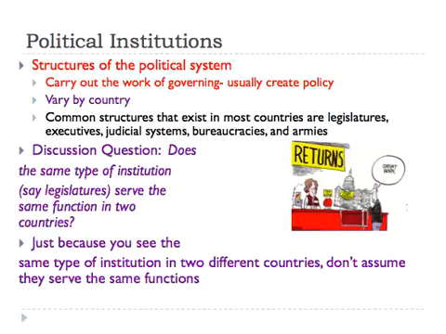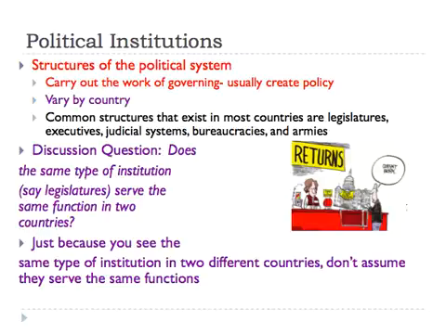Again, it's kind of like Puerto Rico, an island close to other independent islands, so you give some power to them. Some political institutions here: structures of the political system carry out all the work of governing, usually creating policies. It always varies by country. The common structures are the legislatures, executive branches, judicial systems, army and military forces, and the different bureaucracies in these different countries. Again, one of the questions they ask: does the same type of institution serve the same function in two countries? And that's no.